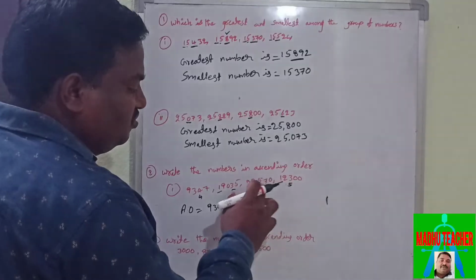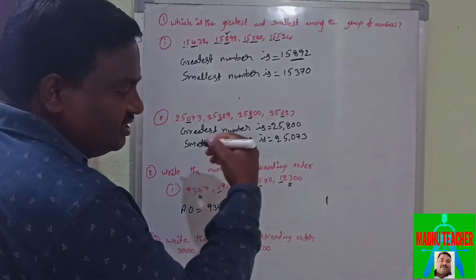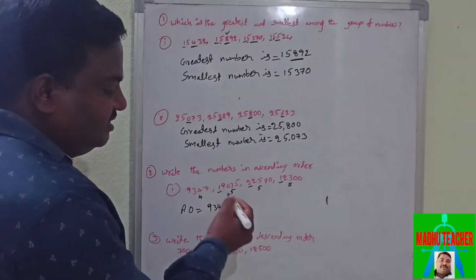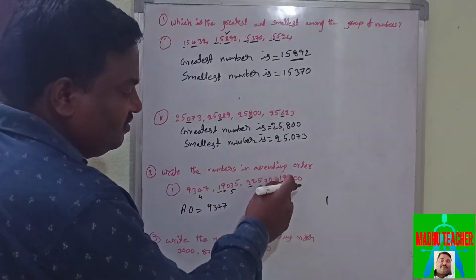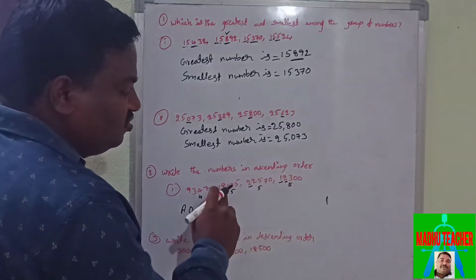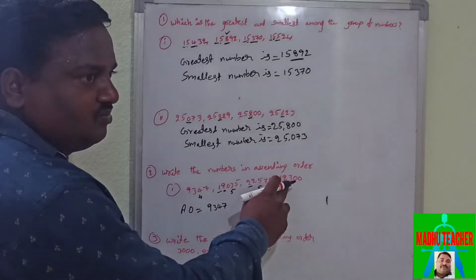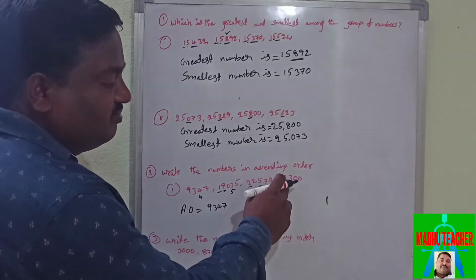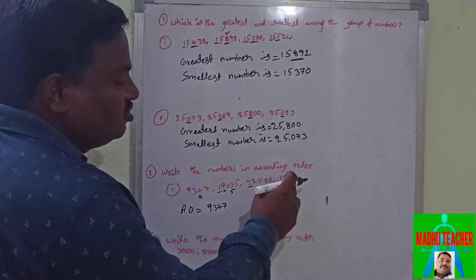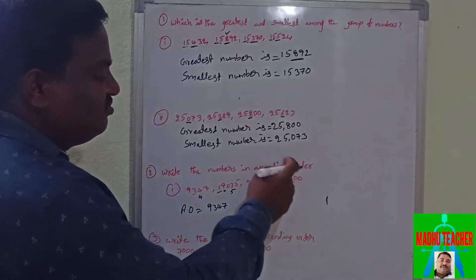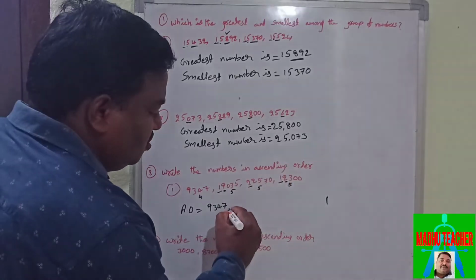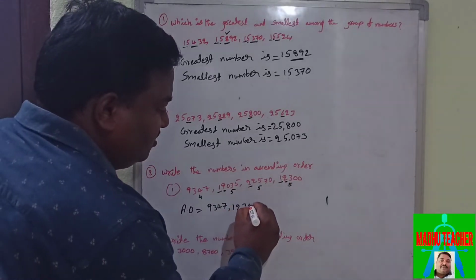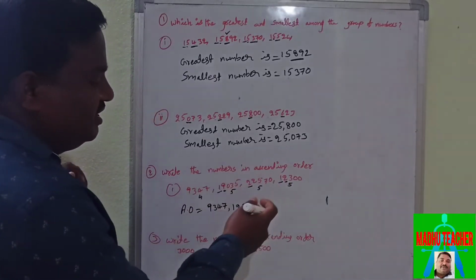Again, among these 2 numbers, go to the second digit from left. So it is 9 and it is 2. From these 2, which is the smaller number? We know that 2 is the smaller number. So 12,300 is smaller than 19,035. So we have to write 12,300. What is the next number?